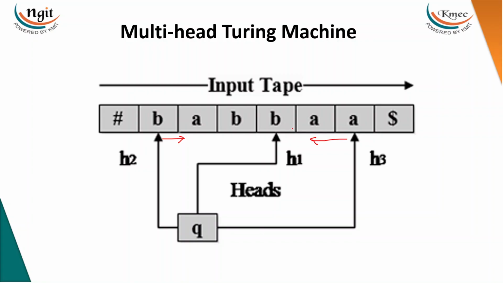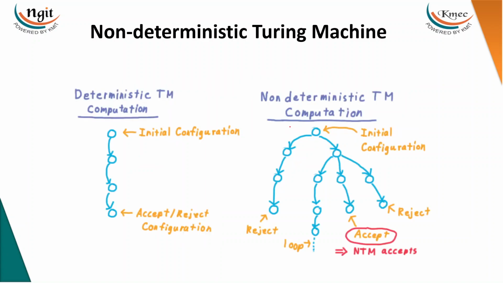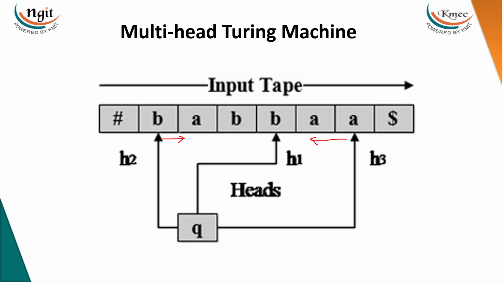Right? But what is the advantage? Time will be less. But what is the disadvantage? We should take care of the heads on the single tape. Sometimes there is a collision between the heads: which is moving left, which is moving right, where are we going. So there is definitely a design complexity while you are constructing the Turing machine.